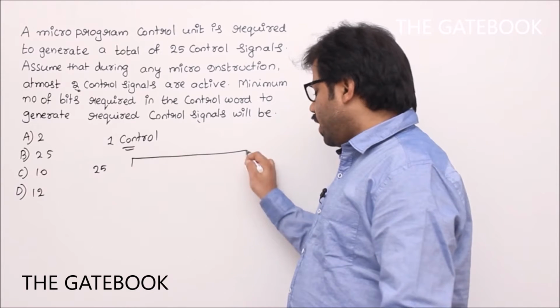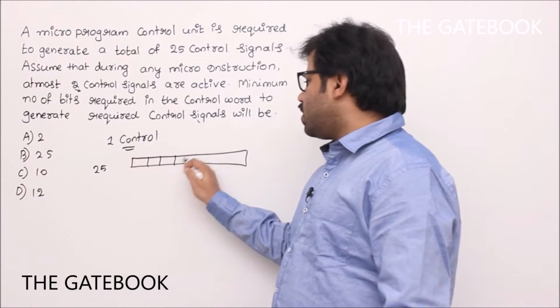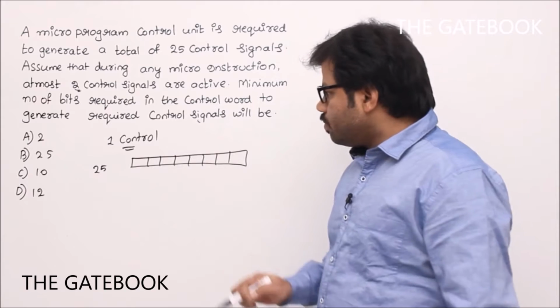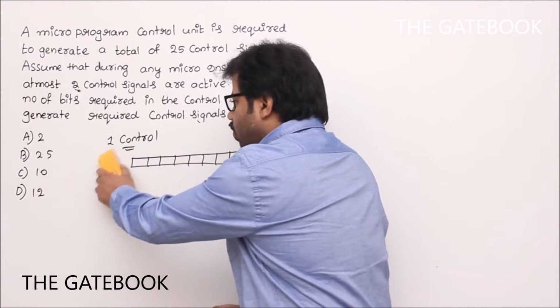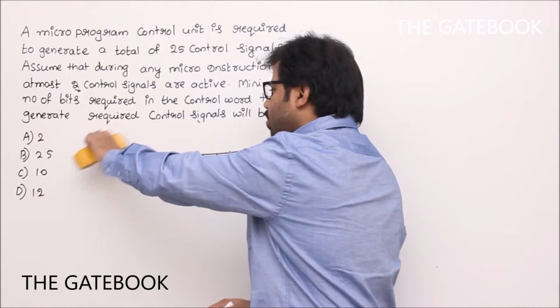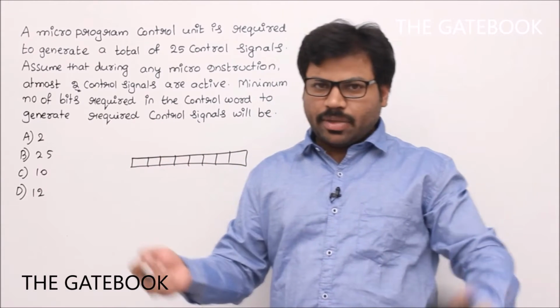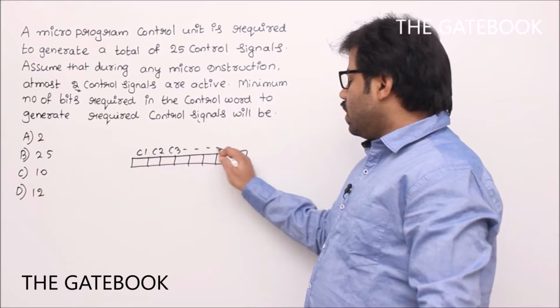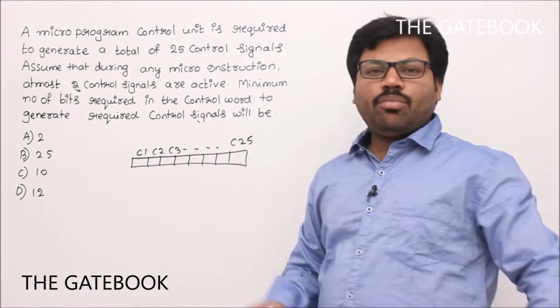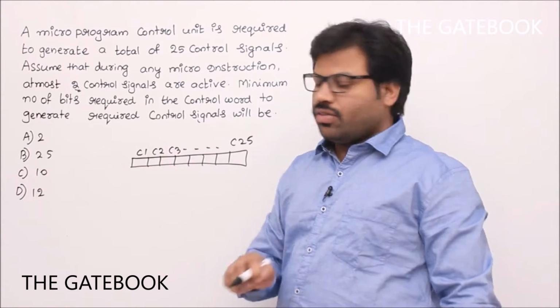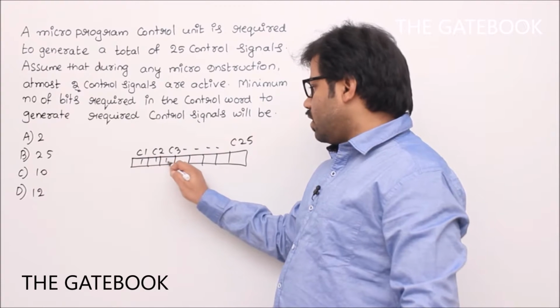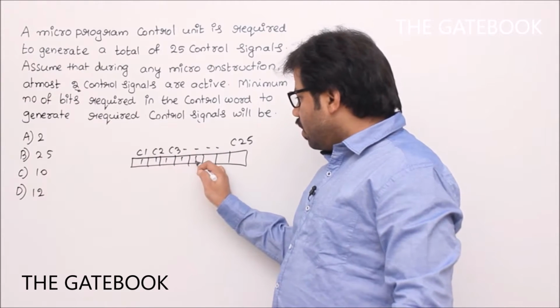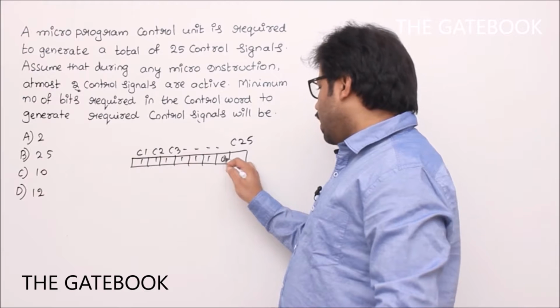Because what you do is you take a control word with 25 bits. So whether it is 1 control signal active or anything doesn't matter. If you don't want to save the space, then we can use 25 bits. So this will work for any pattern. Example, let's say 7 control signals are active. They are C1 to C7. Still, what I can do is I keep the first 7 bits ones, remaining are zeros.